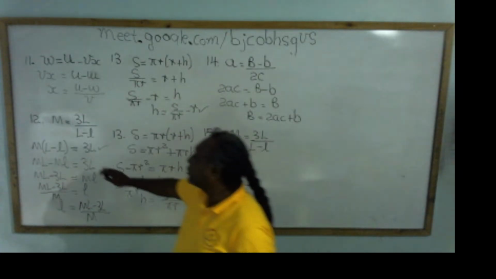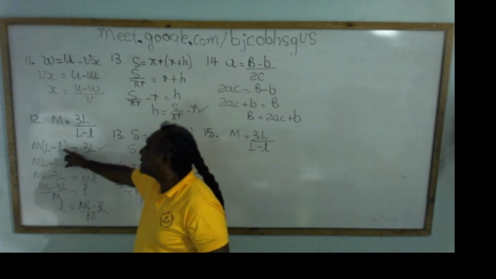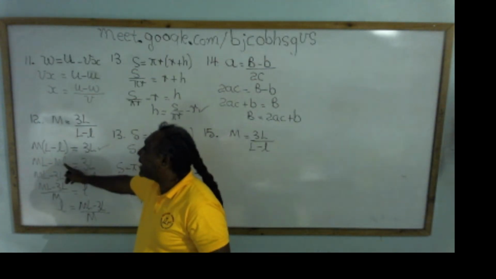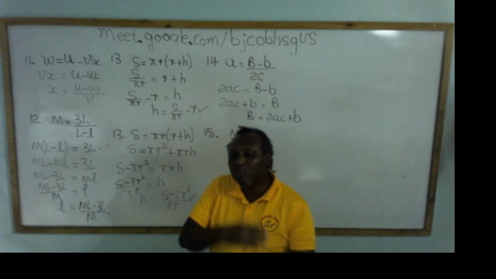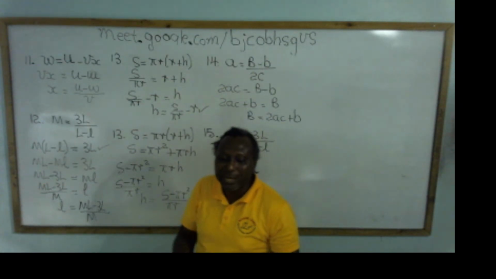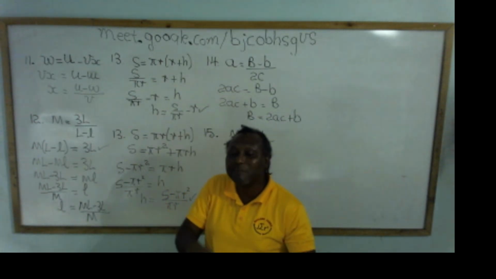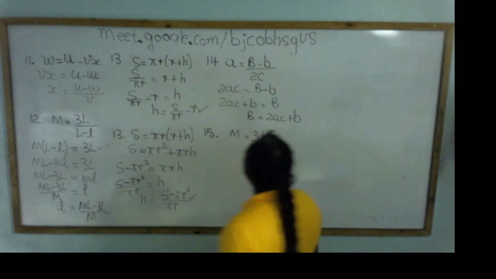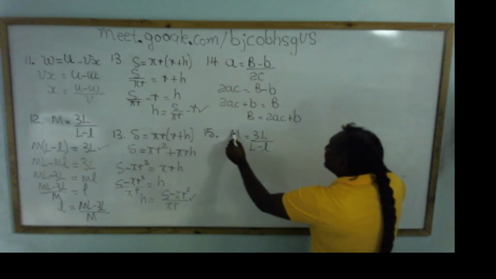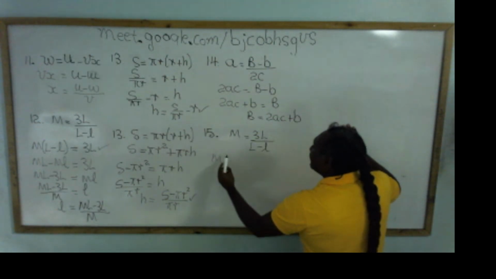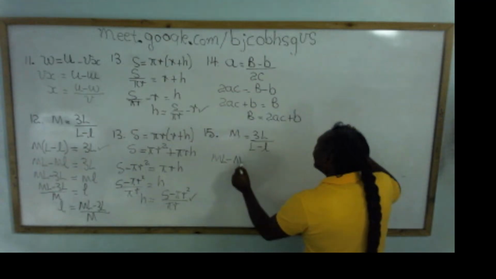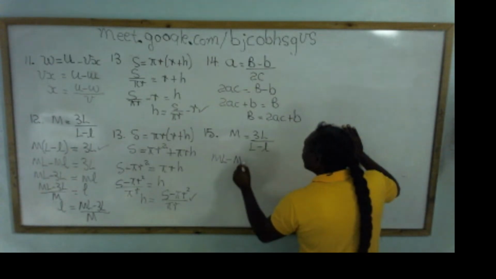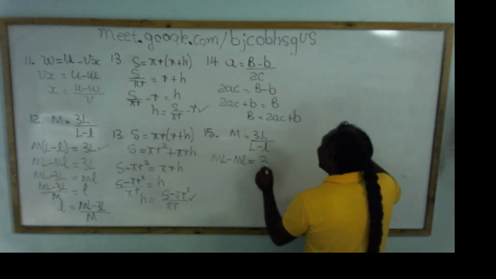Now, students, I'm using the same step, but I'm not including this part. I'm going to write the expanded form, because we are going to multiply. So let us multiply and expand right away. So we're going to say what? M times L is M capital L. Then M times lowercase l, minus M times lowercase l. And that is equal to 3l. Nice.